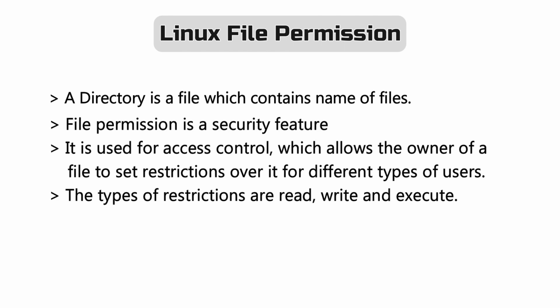Linux file permission is a security feature which allows the creator of a file to manage restrictions such as read, write, and execute over a file. It is an access control attribute which is given to a file and is stored inside the metadata of the file. It allows an owner of a file to implement different kinds of restrictions for different users over it.